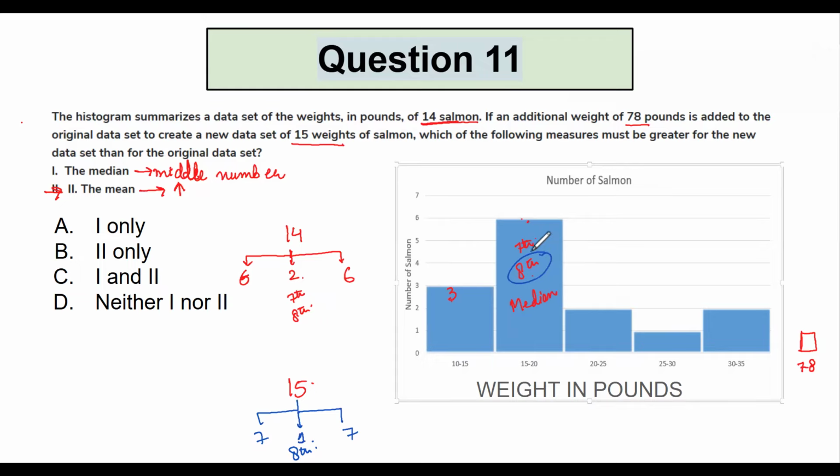Whether you take 14 observations or 15 observations, your median in this data set is 15 to 20. So the median will remain the same and the mean will increase. So B is the answer. Okay, 2 only. 2 only increases, not the median. It is always easy to check. Most of the time it's quite easy to check the median. So do check it out. Don't make guesses about the median.